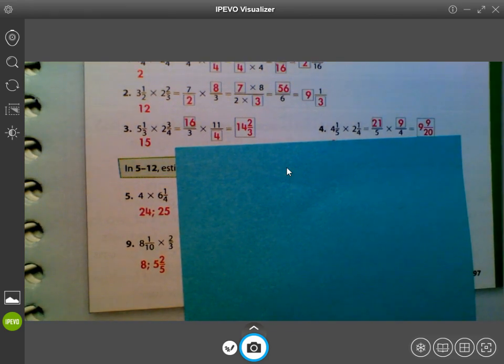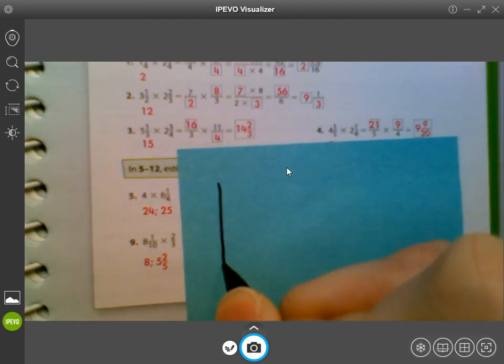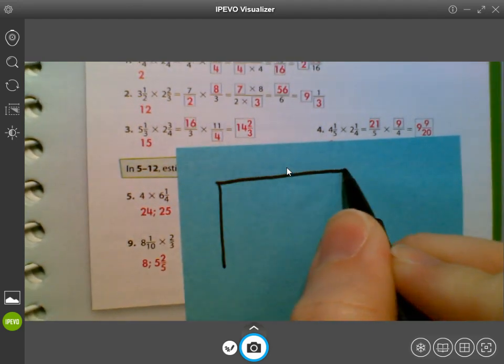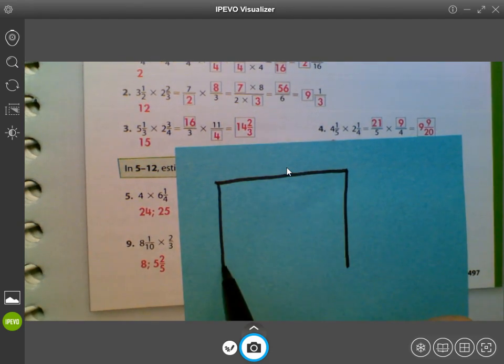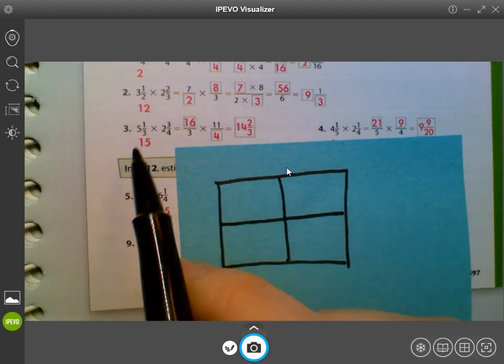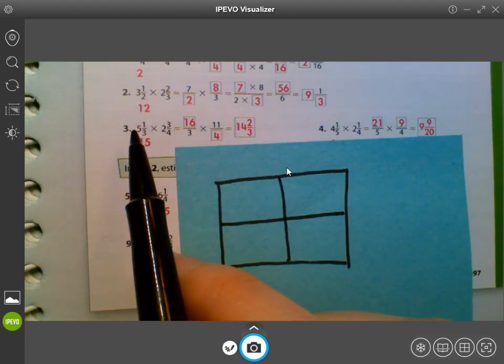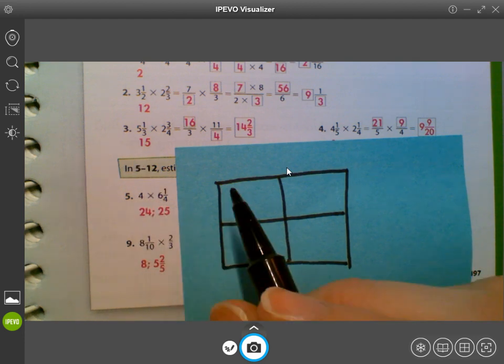If we were to do the box method with this one, and I hope everyone's paying attention, with our box method, or our partial products method, we make our box, we split it into fourths. And this is when we break up the two mixed numbers. Instead of converting them into improper fractions, we break them up. So, Jackal, are you paying attention?